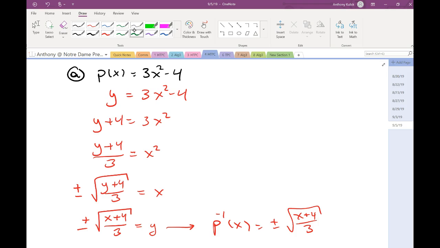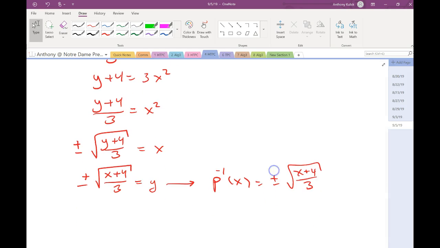Is p inverse of x a function? No. Why not? What part of this is the problem? It's that plus or minus, right? So for any value of x, let's say any non-zero value, anytime you're getting a non-zero number out of that square root, you're getting two y values for that given x value. Now, that's kind of a problem, right?